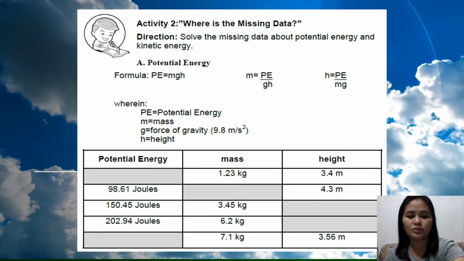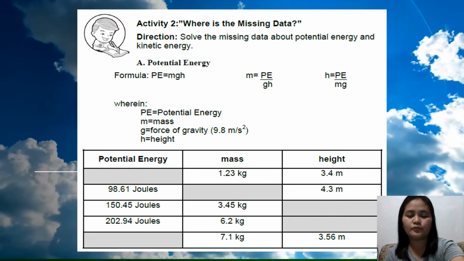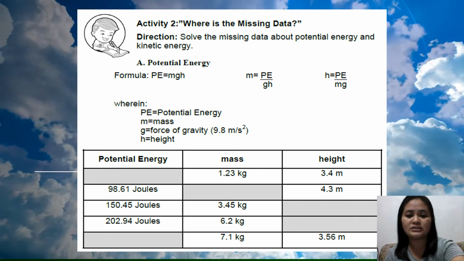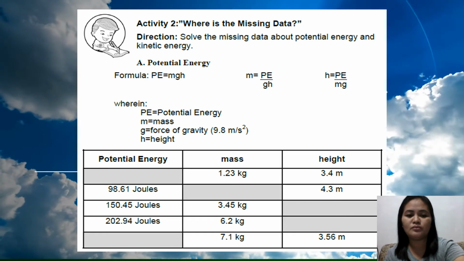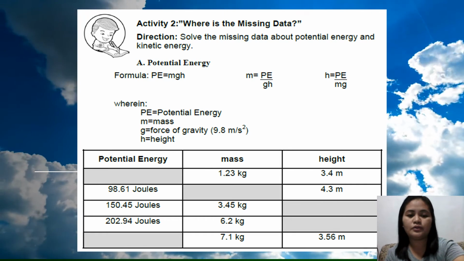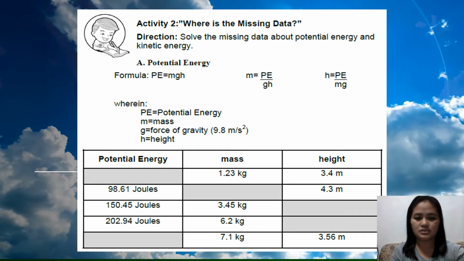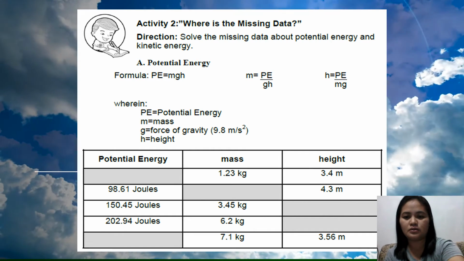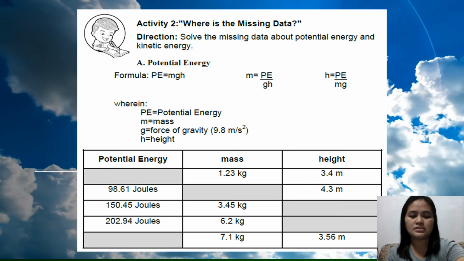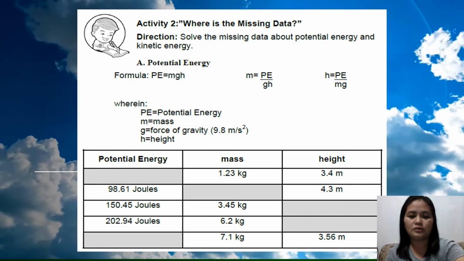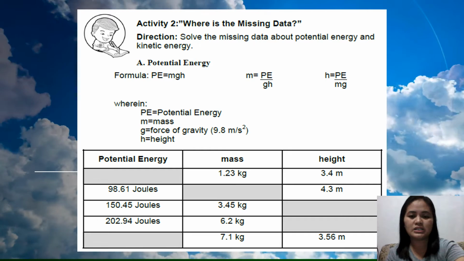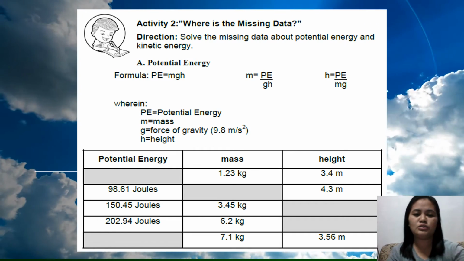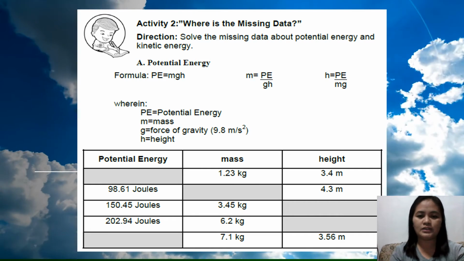I-multiply mo muna si 3.45 kilogram kay 9.8. And then yung product nila, yun yung pang-divide mo kay 150.45 joules. Ganon din si next row, height ulit ang wala. Sa last row dito, ang nawawala ay si potential energy. So, i-apply mo lang yung mga formula, and then you substitute the values.